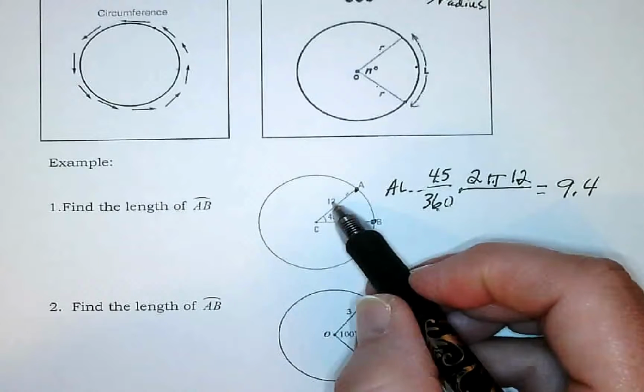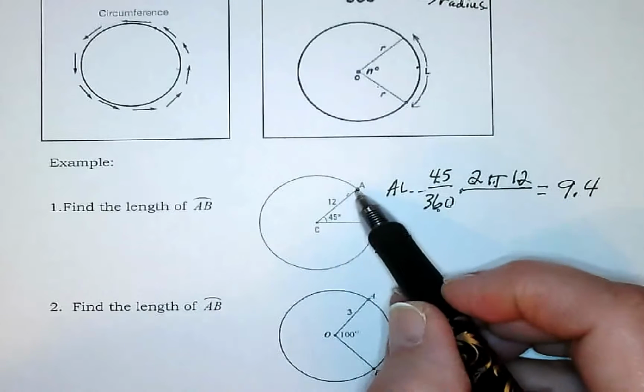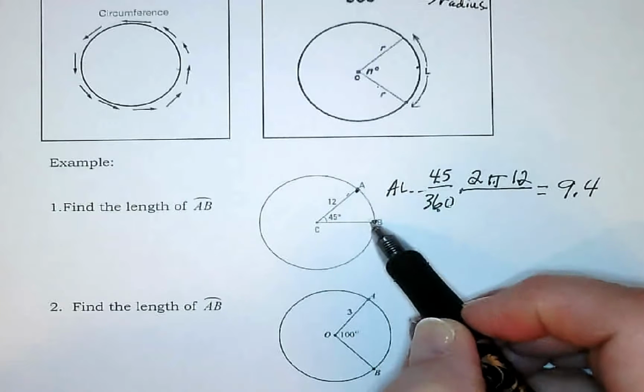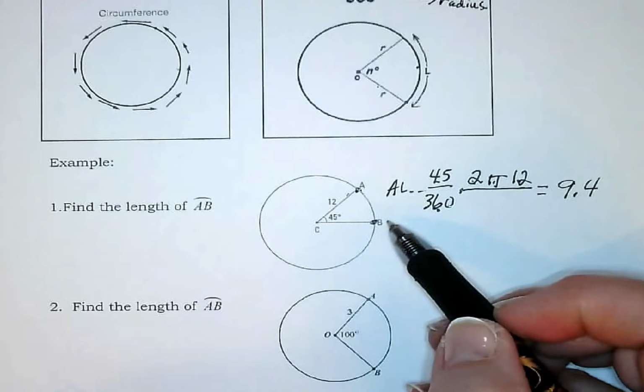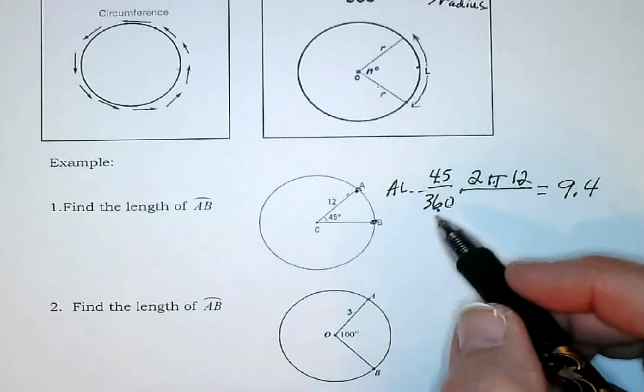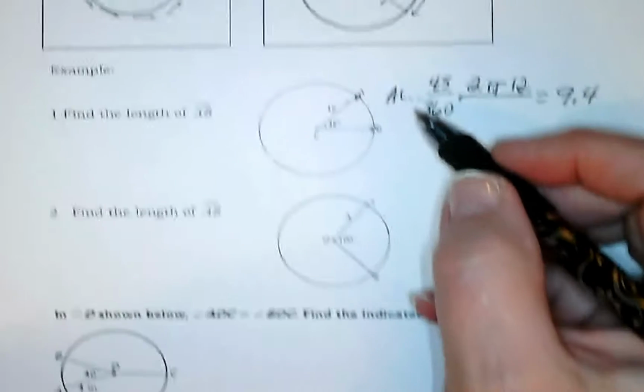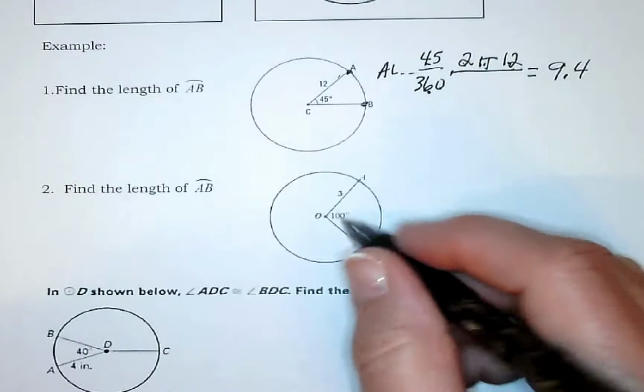What does that mean? If this is 12 inches, that means this piece of the circle would be 9.4 inches if it was straightened out. That's the length of that arc. Okay, and you'll see that we just follow that same procedure every time.